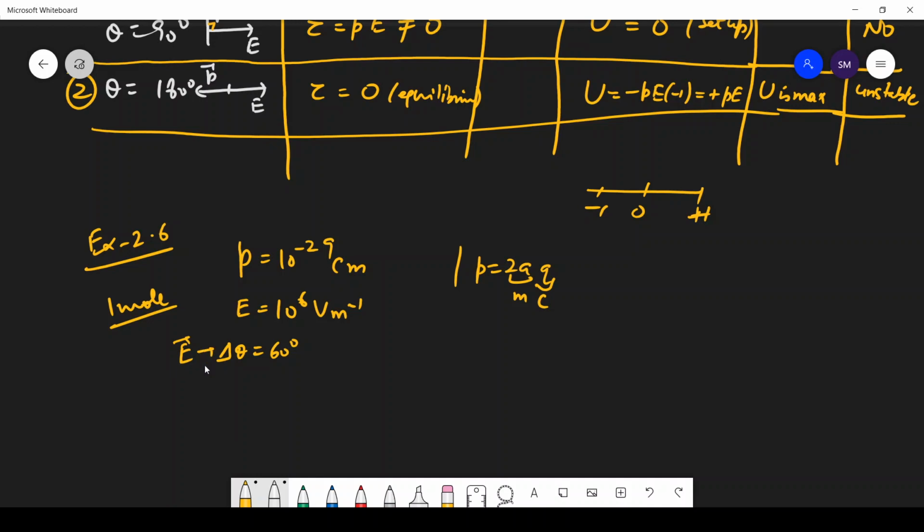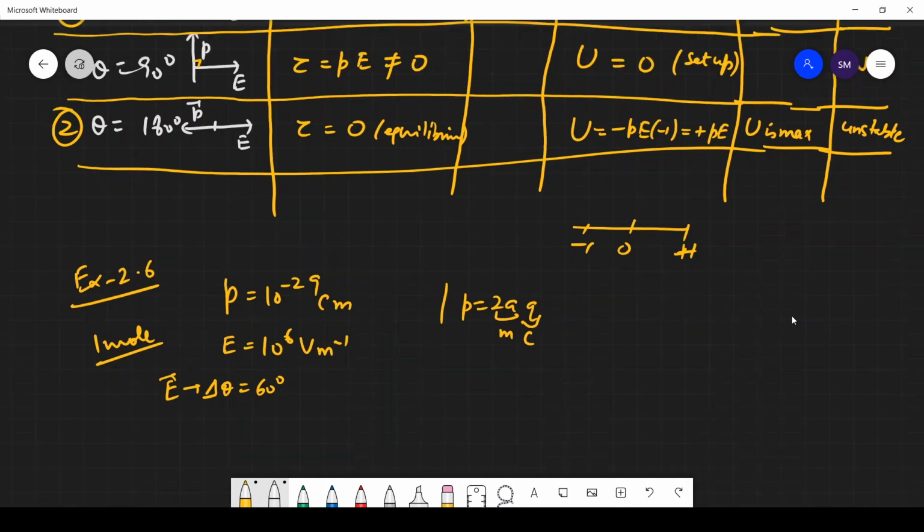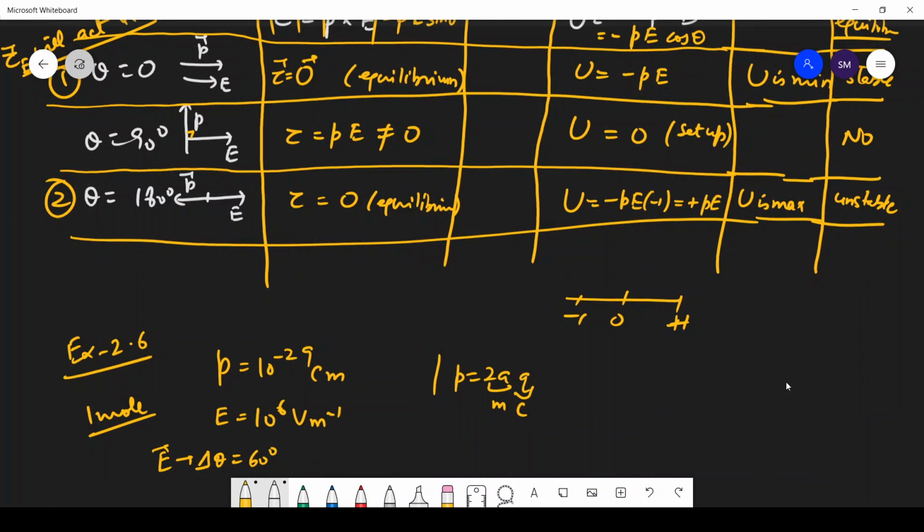So this is the change in electric field. Estimate the heat released by the substance in aligning its dipoles along the new direction of the field. Definitely they will be in stable equilibrium when they align themselves. So P and E were aligned, but now the direction of E was changed by 60 degrees. So this was the direction of, suppose, E, and it is changed by 60 degrees. So this is your new direction.